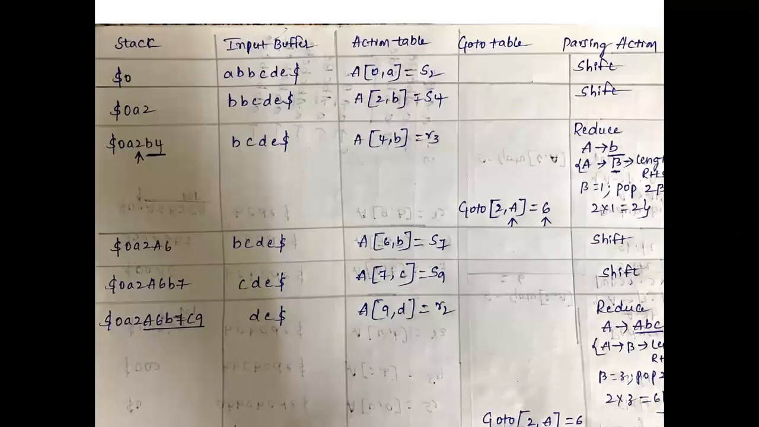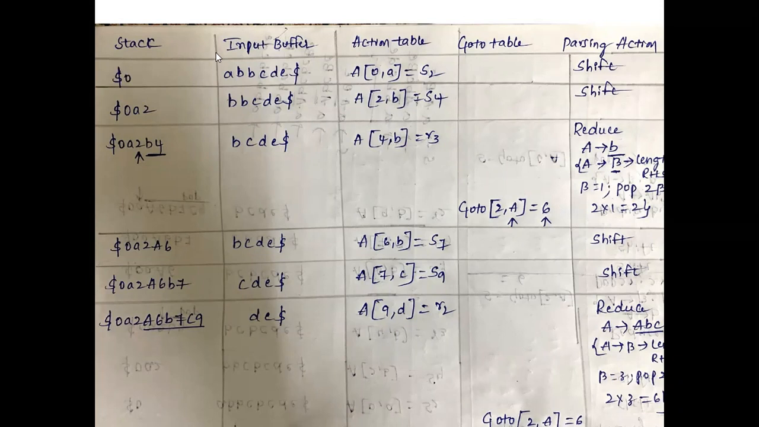And the input string to be parsed, I am taking from the given grammar: A, B, B, C, D, E, $. A, B, B, C, D, E is the input string. Now I need to parse this input string using the predictive parsing table, right? Initially the stack is empty, so the stack contains a 0.